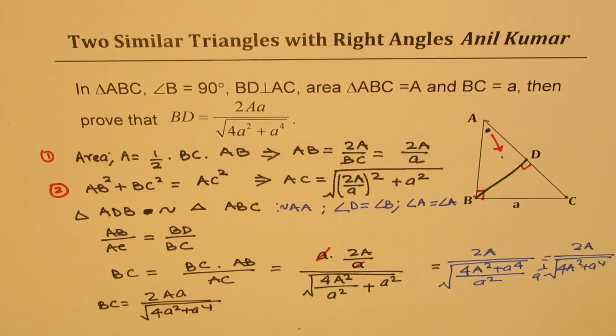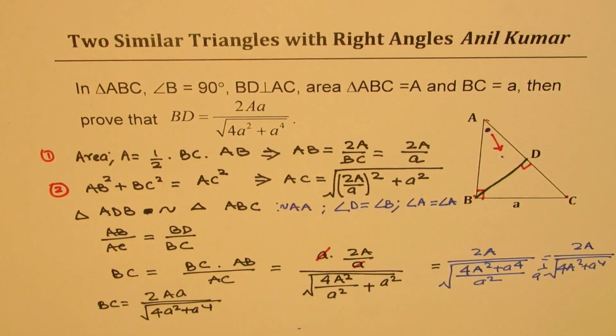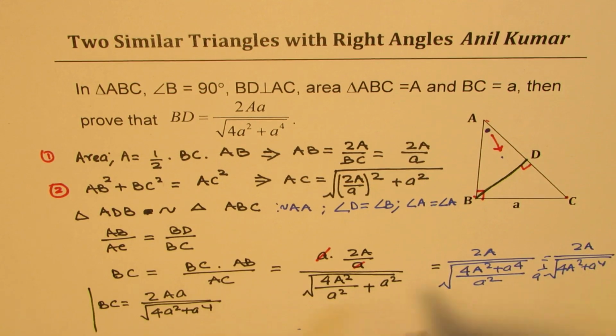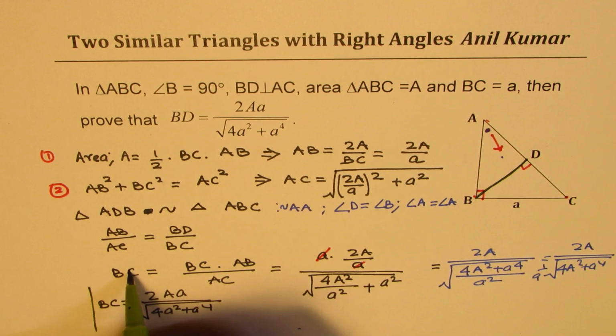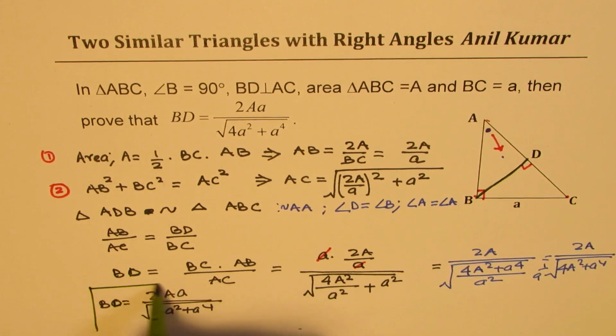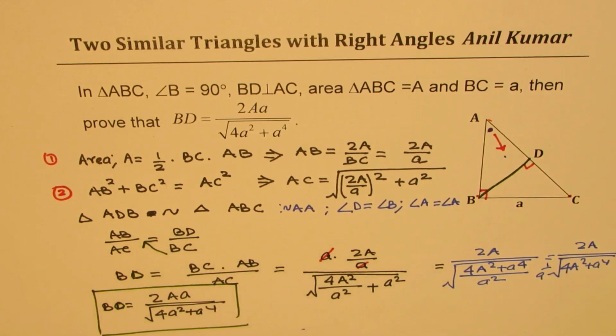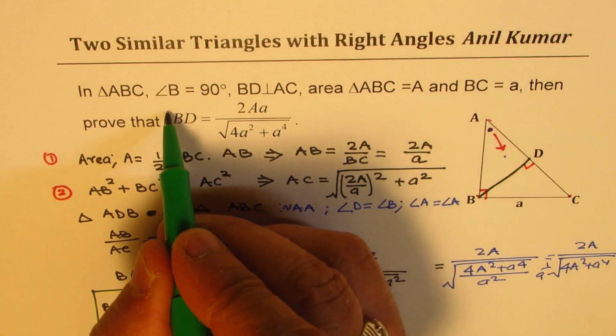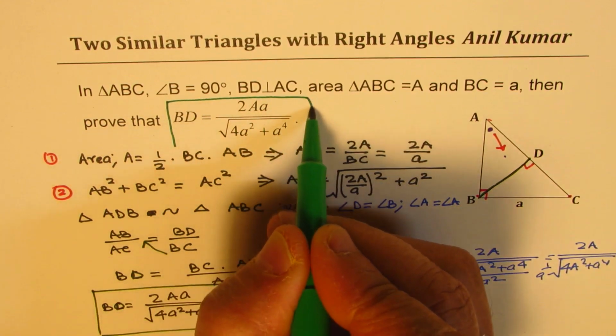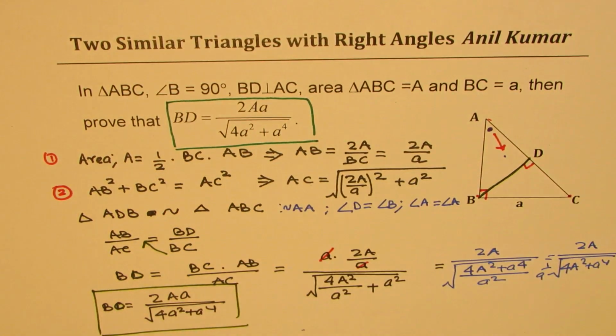Do you see that? So that is how we can prove. I'm sorry, it is BD, not BC. We just cross multiplied BC to the other side. So this is BD. BD is equal to 2A times lowercase a divided by square root of 4A square plus a to the power of 4. Perfect. So that is how you're going to prove it.